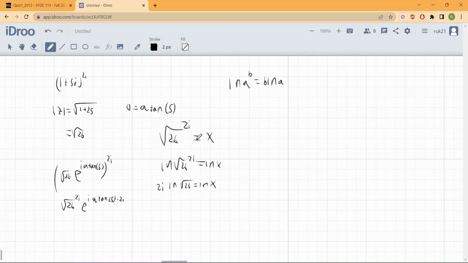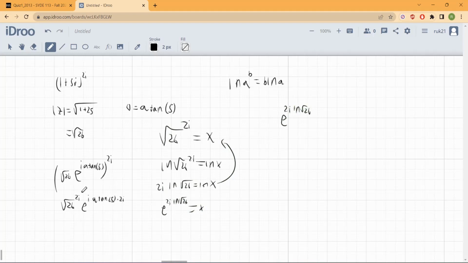Finally, to remove the ln from the right side, because we want to end up back with only an x, we take e to the power of both sides. So we get e to the power of 2i ln of root 26 equals x. And that's how we bring it up into e. Cool. So I'm just going to rewrite all of this over here. So we're going to get e to the 2i ln root 26.